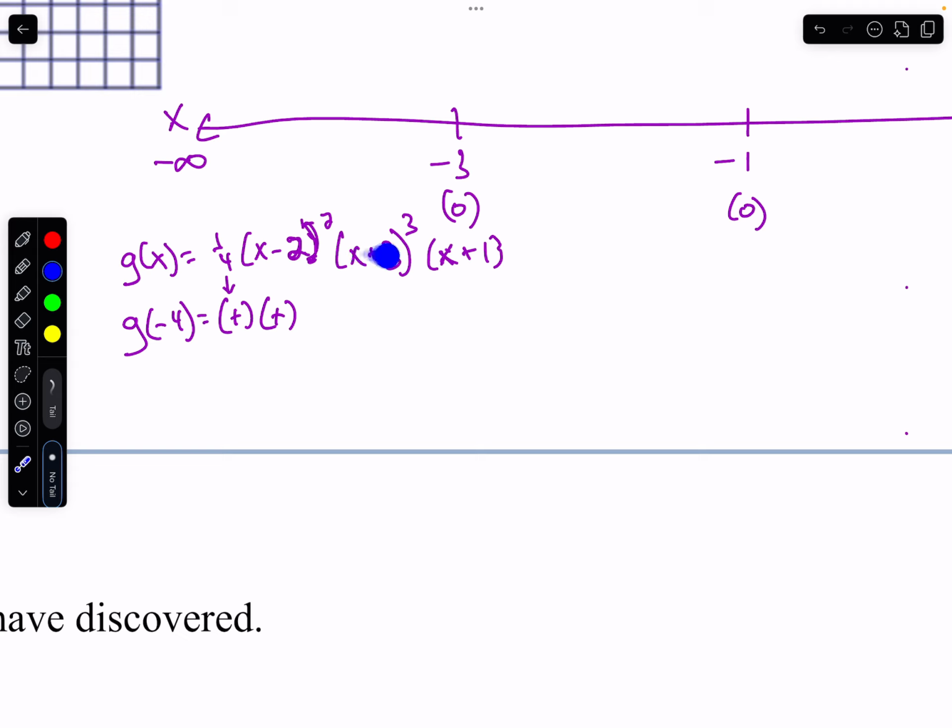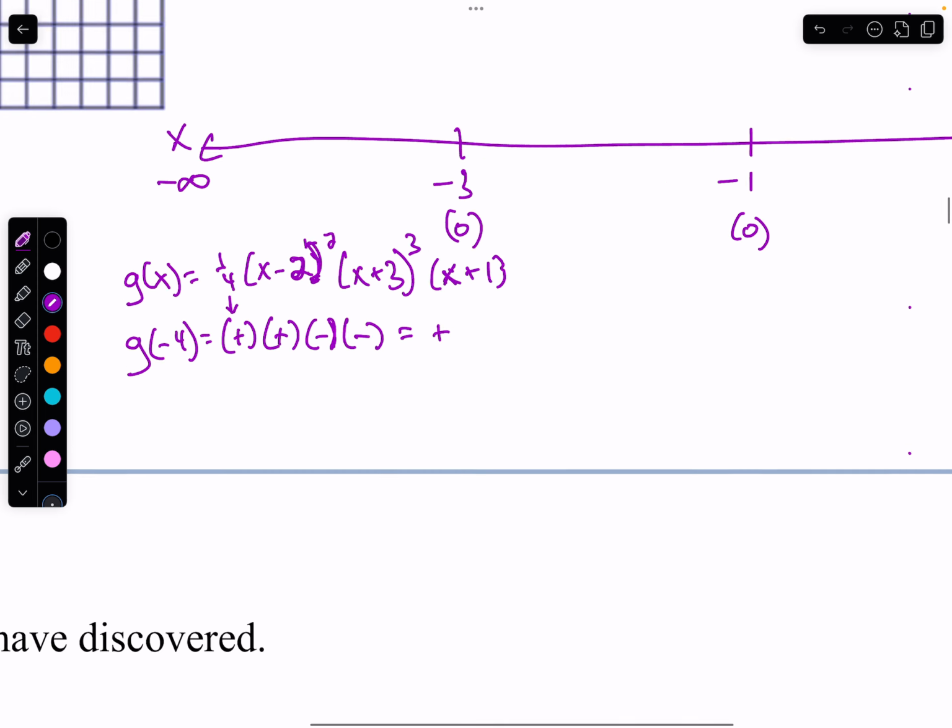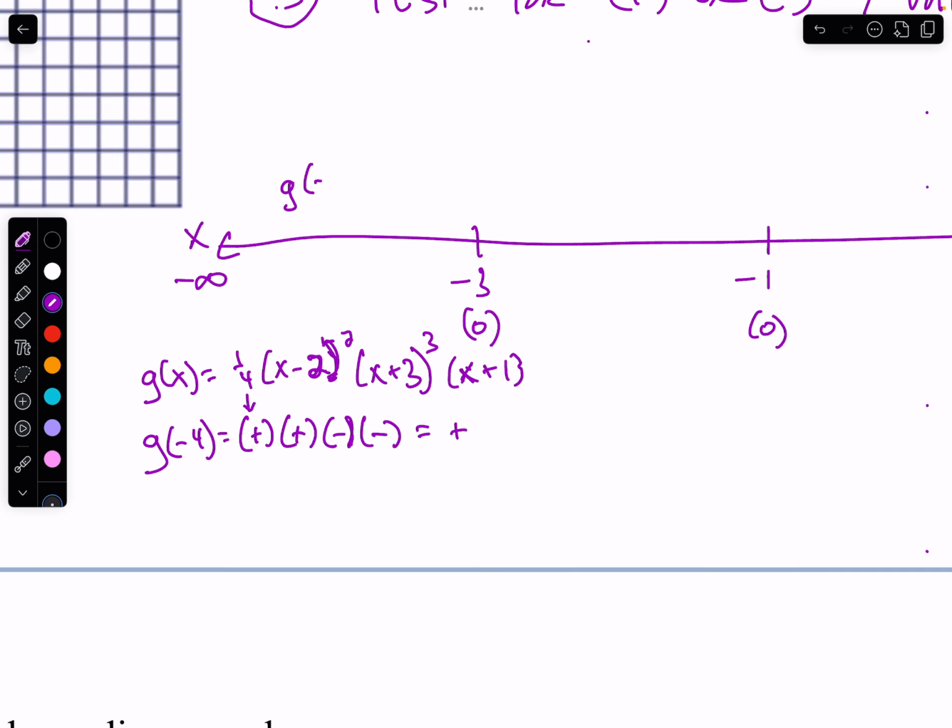So if I put in a -4, -4 plus 3 is -1. -1 to the third power is a negative, because a negative times a negative times a negative is a negative. Sorry, the iPad is freaking out. And then this last bit here, if we plug in a -4, -4 plus 1 is negative. So a negative times 2 positives works out to be a positive. So g of -4 is positive, and we know the graph is above the x-axis.